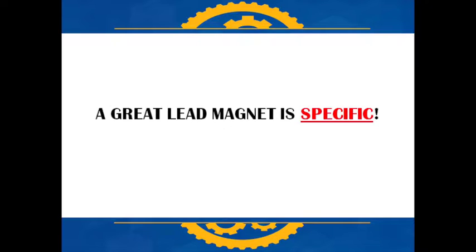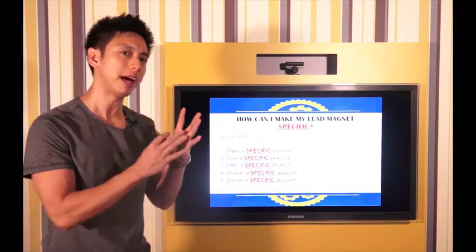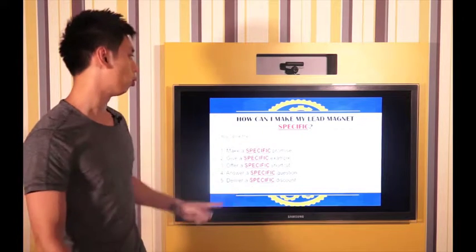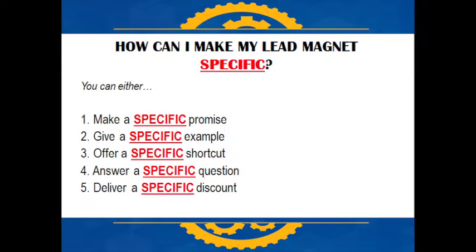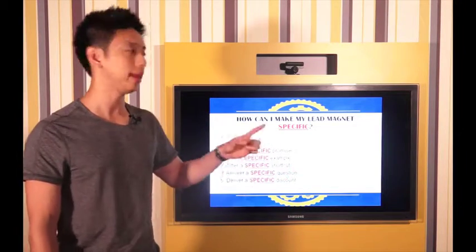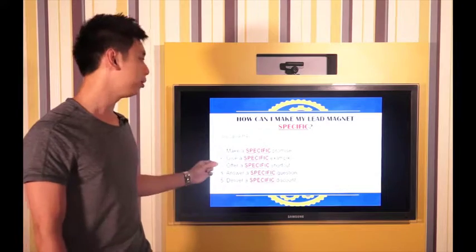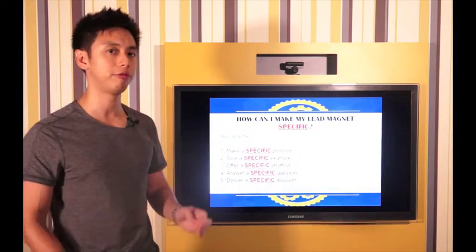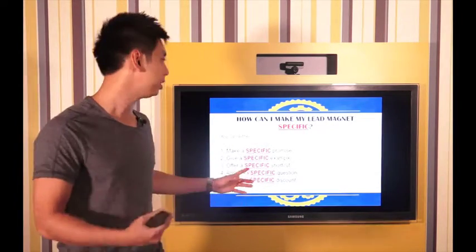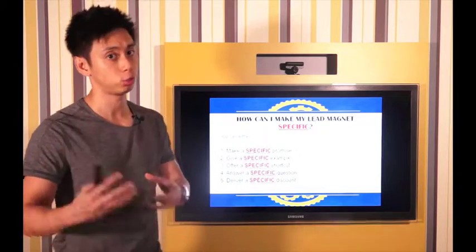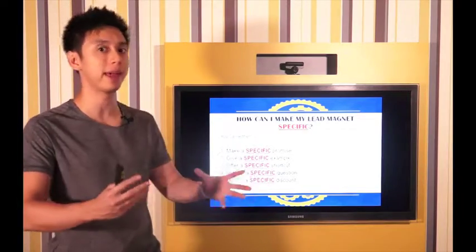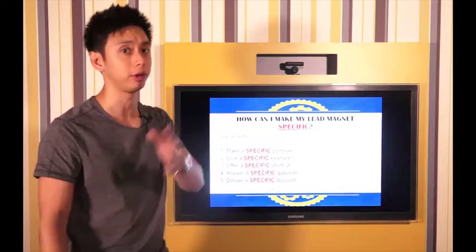I'm going to talk about some examples, but there's really only 5 types of lead magnets. Number 1, you can give a very specific promise, which is: enter your name and email address to learn how I build a website in under 45 minutes. Enter your name and email below to receive this video. So what is that? That's a promise. I'm promising them that I'm going to teach them how to build a website in under 45 minutes.